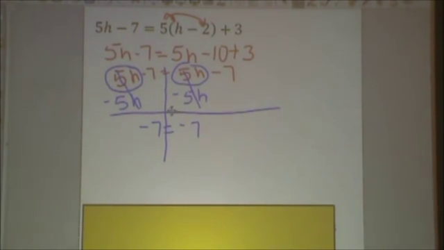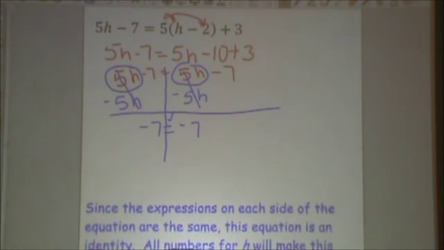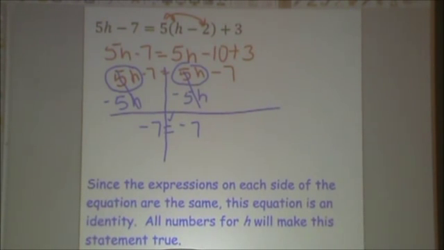So this time I have a true statement. Negative 7 does equal negative 7, but I didn't end up with an h equals. So that means that for this one, since each side of the equation is the same, this equation is called an identity. So all numbers for h will make this true. No matter what I plug in for h, whether it's a 1, a 2, a negative 5, a negative 6, it will be a true statement.